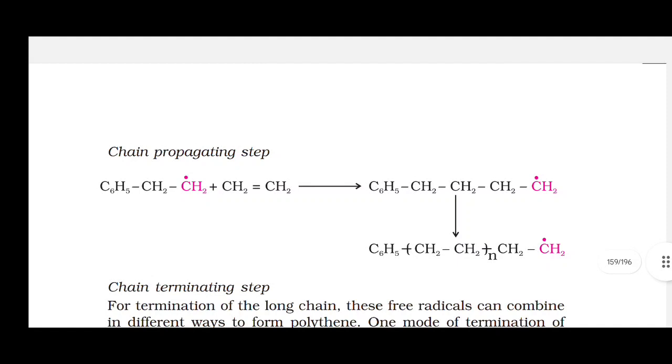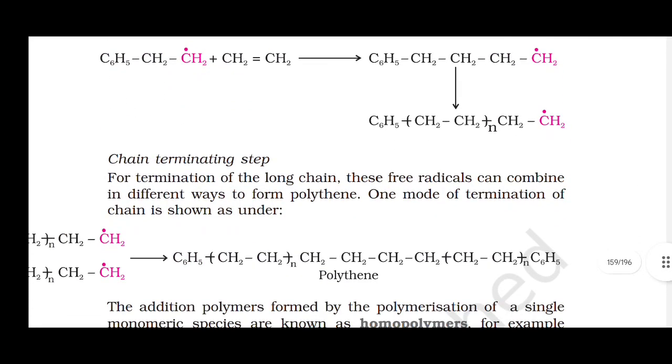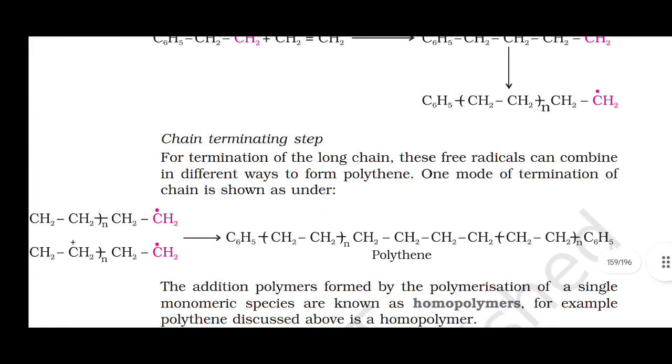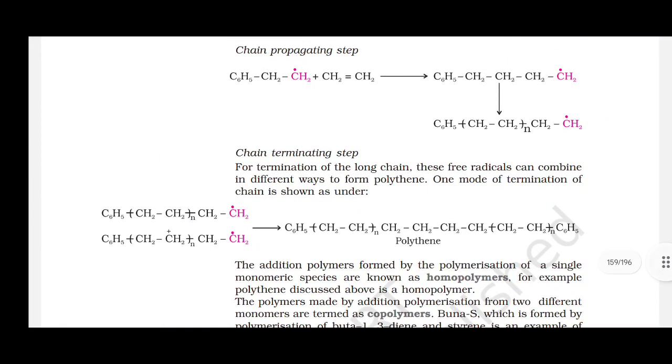And then the same chain propagating step, it can be seen on the screen, so you can go through it. Chain terminating step. For termination of the long chain, these free radicals can combine in different ways to form polythene. One mode of termination of chain is shown as under. So you can see how the chain terminates and the polythene is formed.